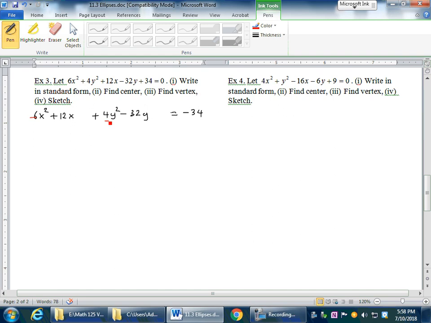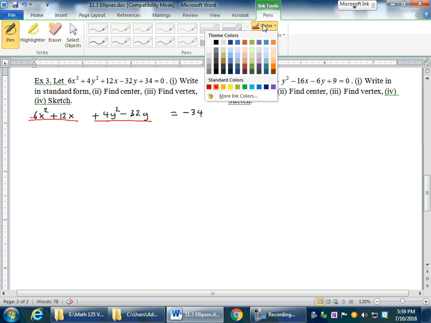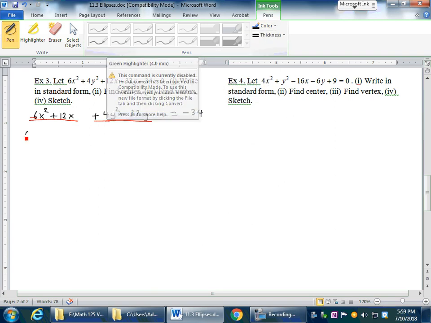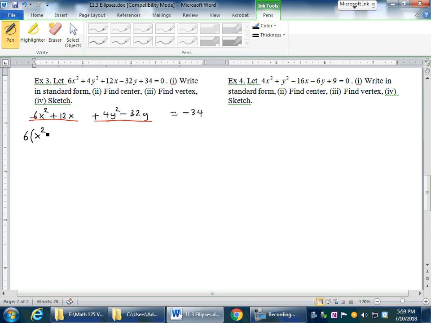So what we need to do is factor it out from each group, right? So that we can find out what number to add. So factoring out 6 from the first group, that will give me x squared plus 2x. And then factoring out 4 from the second group, that will give me y squared minus 8y equal to negative 34.